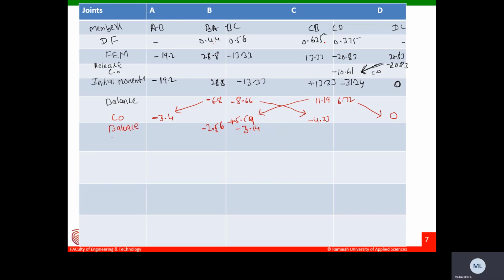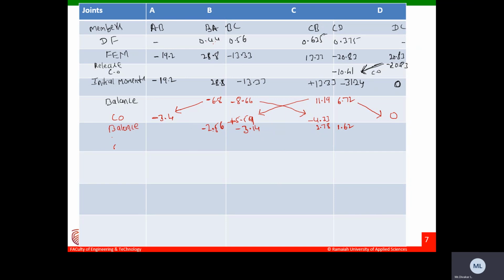So minus 4.33 multiply with the distribution factor, change the sign, write down the values. So this is 2.78. Minus 4.33 multiply with the distribution factor, change the sign, write down the values. 1.62. Now, what you have to do?